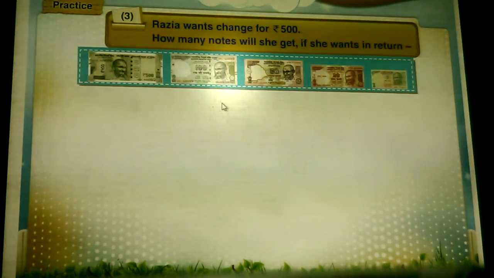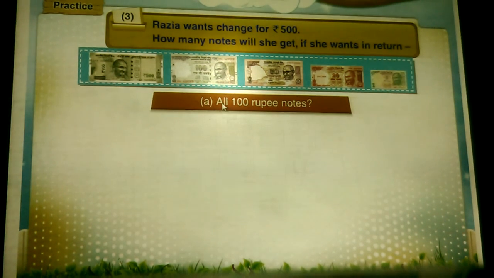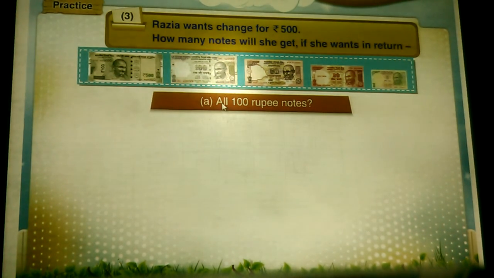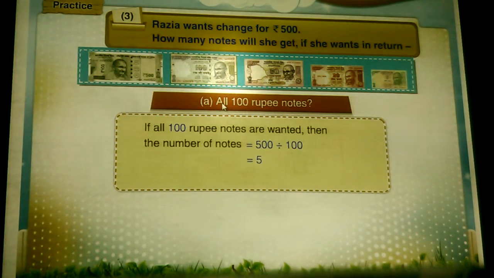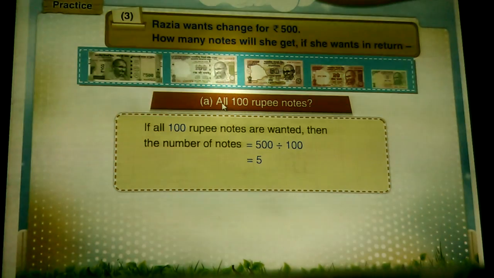3. Razia wants change of rupees 500. How many notes will she get if she wants in return A, all 100 rupee notes? If all 100 rupee notes are wanted, then she will get 500 divided by 100, that is equal to 5 notes. So she will get 5 100 rupee notes.